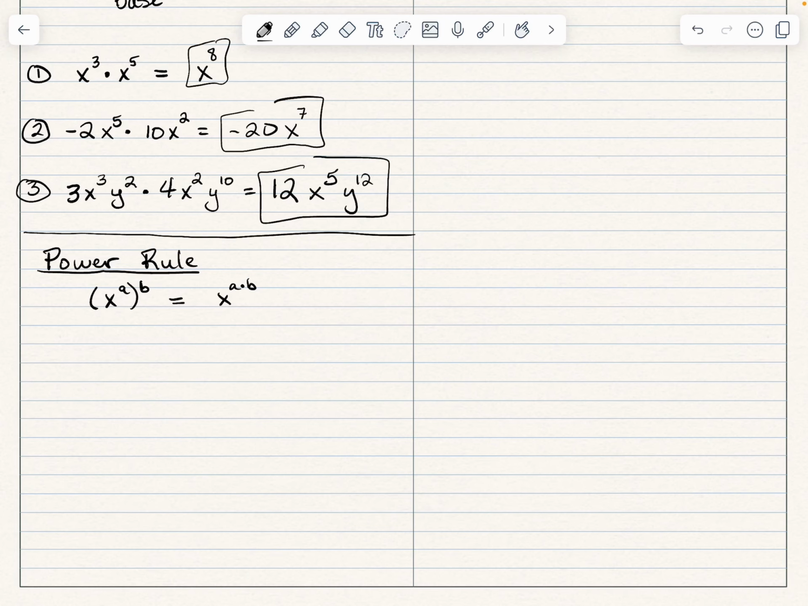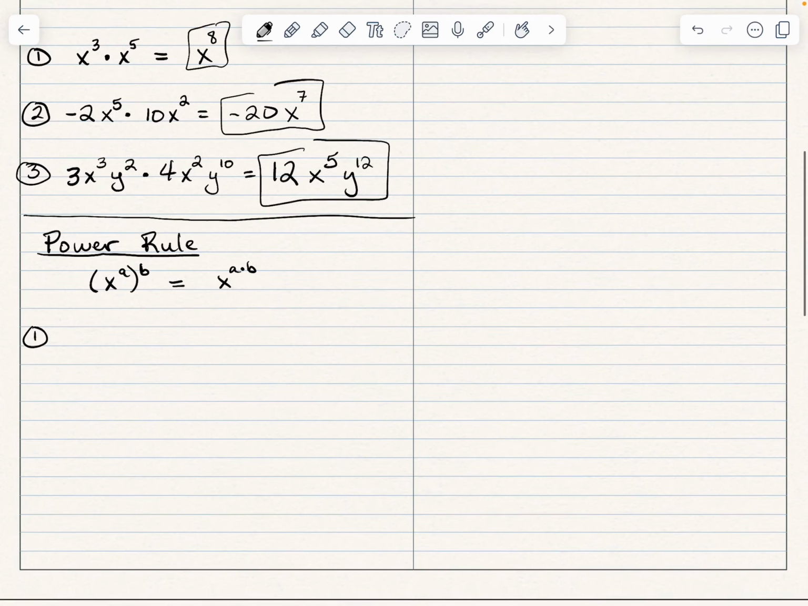So where does the power rule come from? The power rule actually comes from the product rule. It's just a shorter way to do the product rule. So if we look at our first example for our power rule, let's say we have x to the third, and it's raised to the fifth power. In this case, my a is equal to 3, and the b is equal to 5.